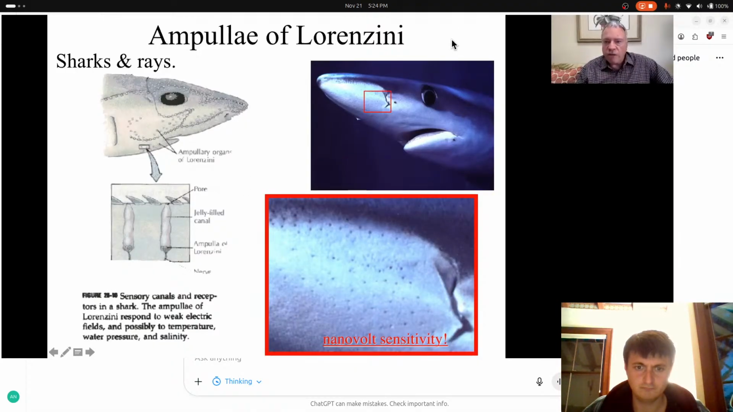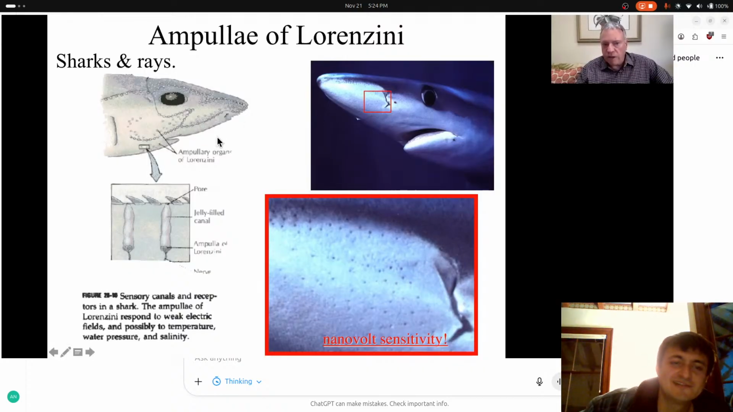Right, so your olfactory system gets you in the general location. Your visual system gets you closer, but it's your lateral line and your ampullae of Lorenzini that are doing the final zeroing in. Have an electrical field sensor.